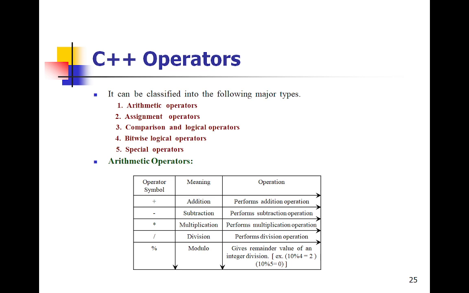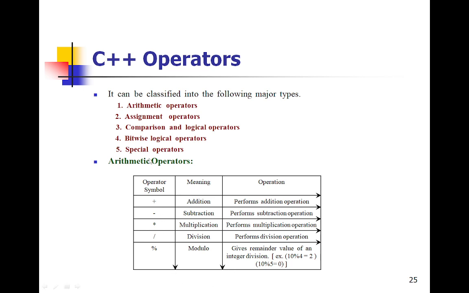In this class, let us discuss the various operators we are using, and how the enum operator is used. Here are the 5 different types of operators we use in C++: the arithmetic operators, assignment operators, comparison and logical operators, bitwise logical operators, and special operators. So likewise, the different major types of operators are available.